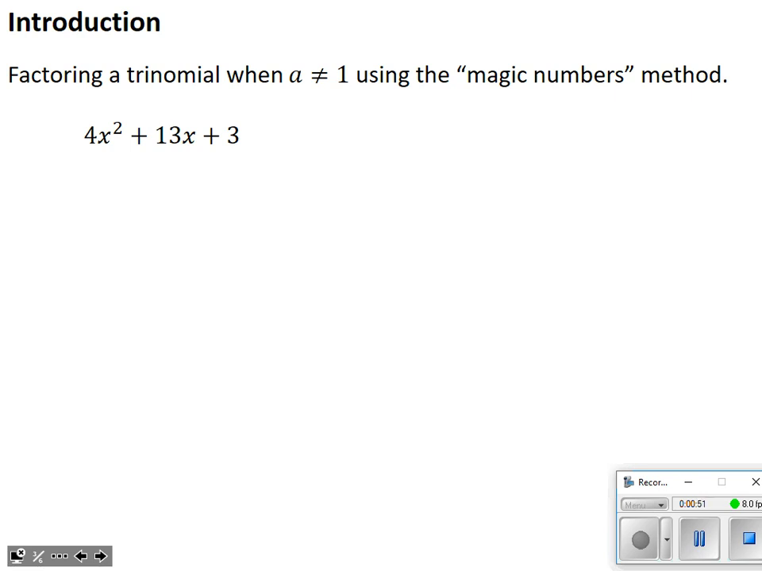All right, well, first of all, once we have our trinomial all established, if we're solving an equation, we've got it set equal to 0 to begin. Then we do this. So step 1 is to take a times c. All right, so when I do that, in this case, 4 times 3 is 12.